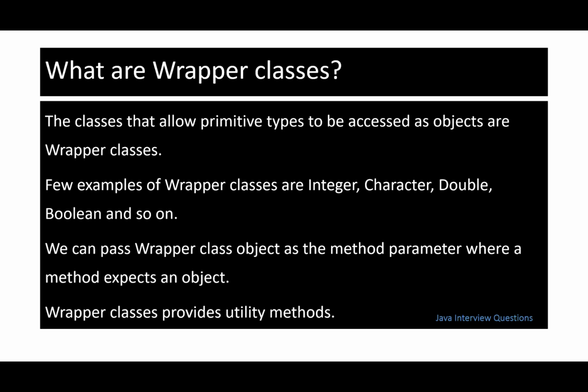What are wrapper classes? The classes that allow primitive types to be accessed as objects are wrapper classes. A few examples of wrapper classes are Integer with capital I, Character with capital C, Double with capital D, Boolean with capital B, and so on. We can pass wrapper class object as the method parameter where a method expects an object. Wrapper classes provide utility methods.